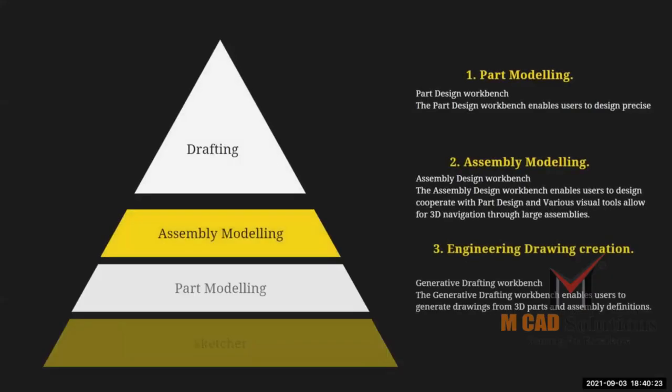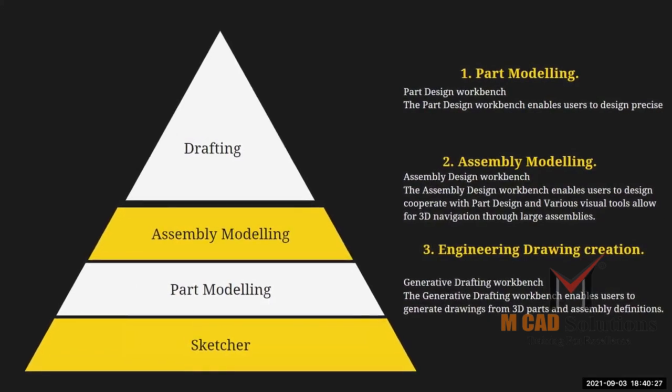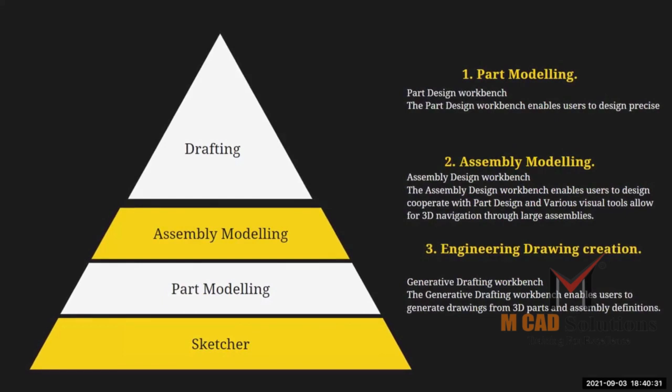So in CATIA, what are we going to learn? First is Sketcher. It's the base in any software; whichever software you learn, the base is Sketcher. After Sketcher, we will go on to part modeling, then assembly modeling, and then drafting. These are the basic steps we will follow.